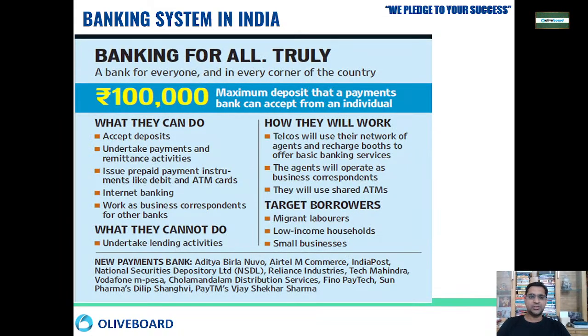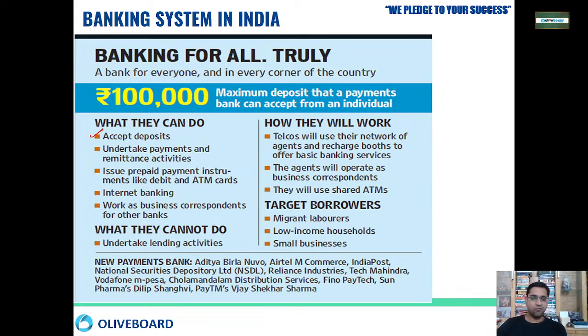Now this is about banking for all. The payment bank can accept a maximum deposit of up to rupees 1 lakh. What they can do is accept deposits, undertake payment and remittance activities, issue debit cards and ATM cards, and provide internet banking. They will also work as a business correspondent with any other bank.